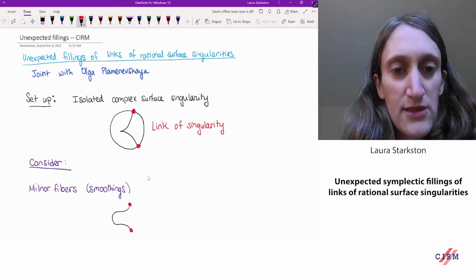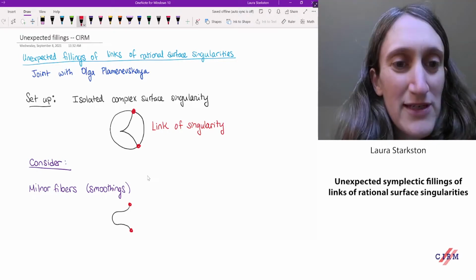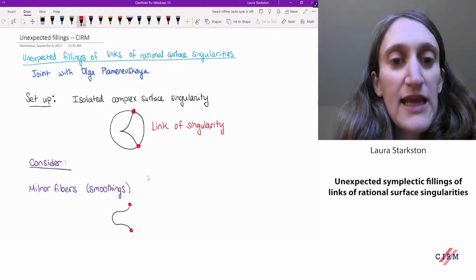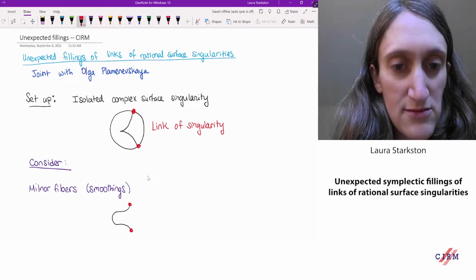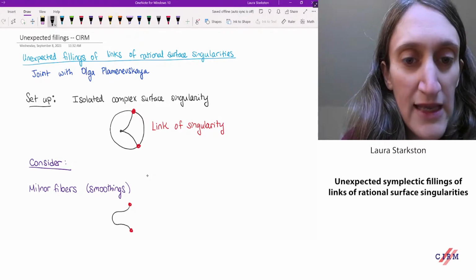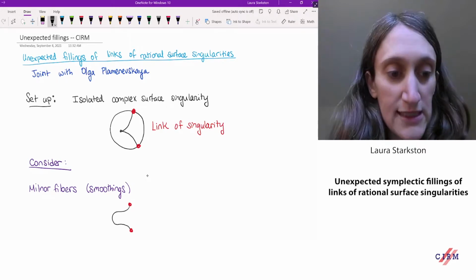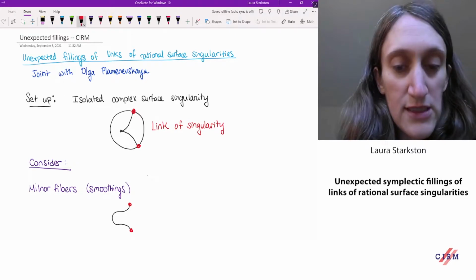So the setup is familiar for this school at this point. We're going to be looking at a complex surface singularity, and this complex surface singularity will be an isolated one. And so we can take an embedding in some affine space, take a ball around it, and look at its link. And so you guys have thought a lot maybe about these links. And so this is a three manifold.